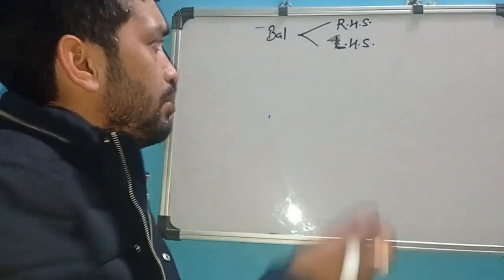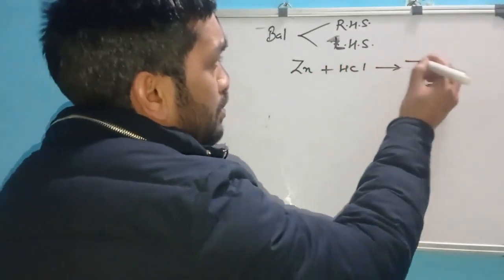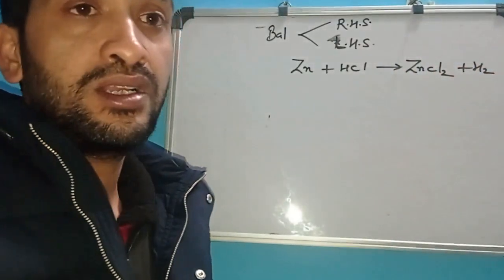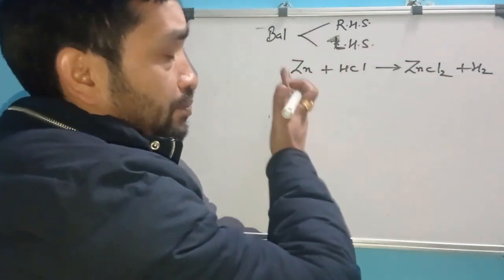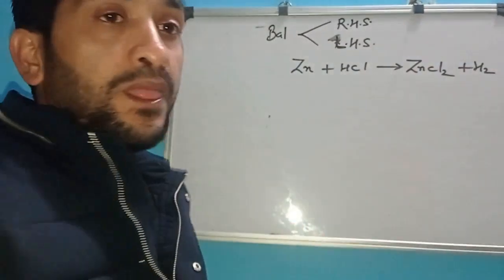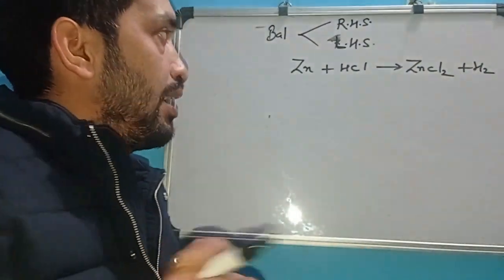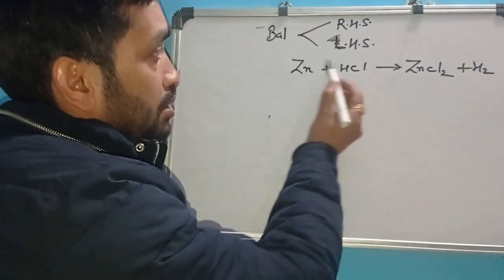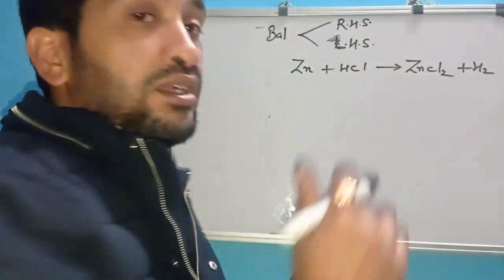Let us take a short example. Zinc plus HCl gives you ZnCl2 plus H2. Suppose this is your reaction. So divide first into LHS and RHS. This is your LHS part, that is your RHS part. After that, you have to count the number of atoms. So let us count how many different types of elements are here. Zinc is there, H is there, and chlorine is there. In the same way, zinc, chlorine, and H are there.